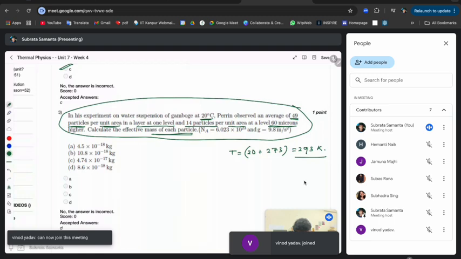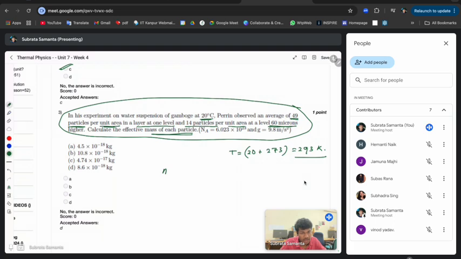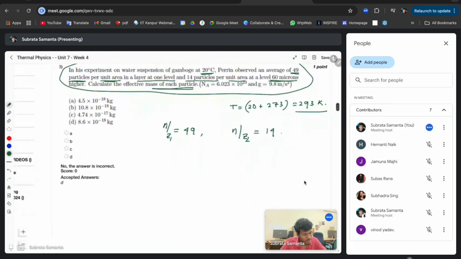So let's say I know that the number density n at level height z1 is 49, and the number density n at level of height z2 is 40. So now we know how the number density changes with height.